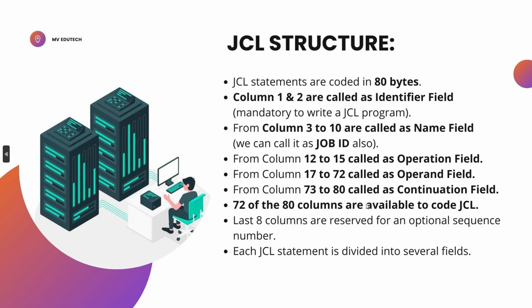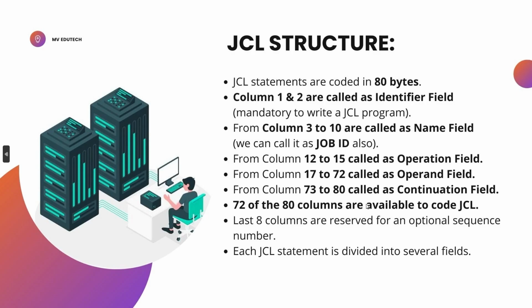JCL statements are coded within 80 bytes. Columns 1 and 2 are called the identifier field, and it is mandatory to write a JCL program. Columns 3 to 10 are called the name field. In this name field, you can type anything, a job name or a job ID. It is not more than 8 characters, and it may be alphabets or numbers, as you wish.